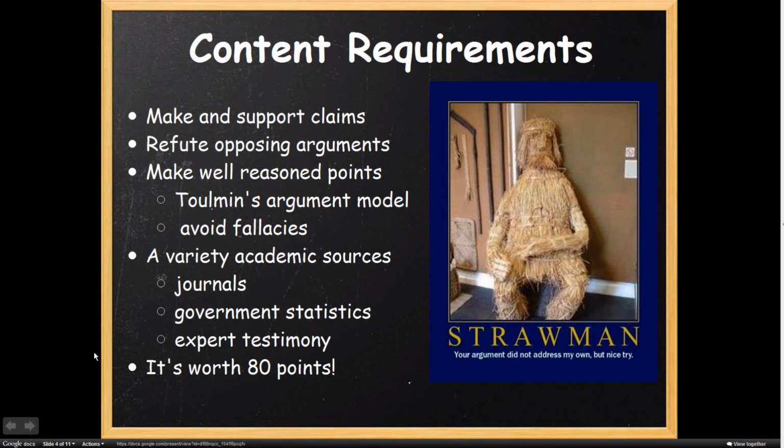And finally, the content section is worth over half of the points in the speech. Out of 150 points, 80 of those points go into content. So it's really important that you do the research and that you demonstrate that by supporting your arguments in the speech with good evidence.